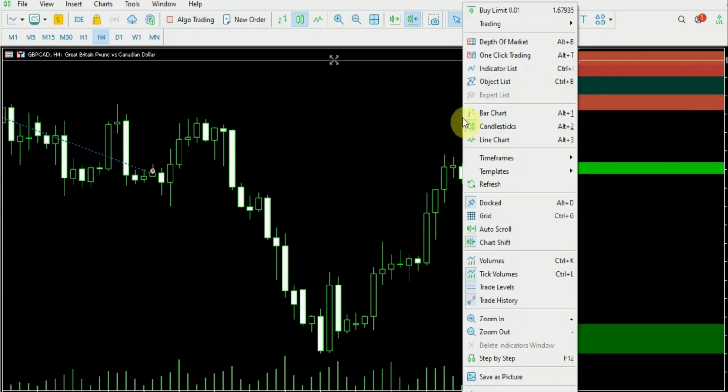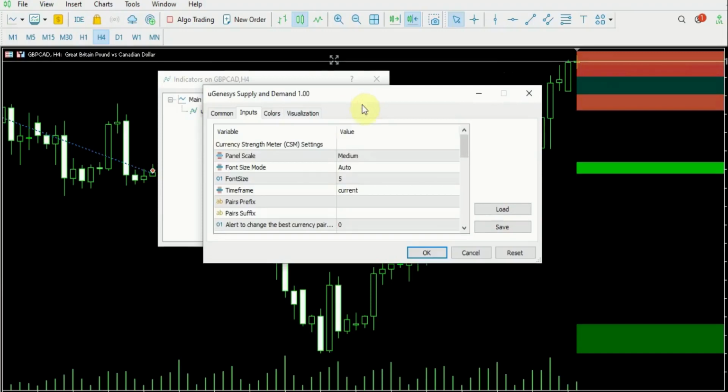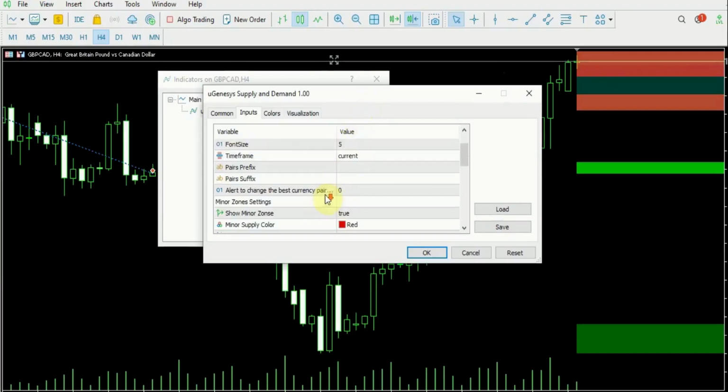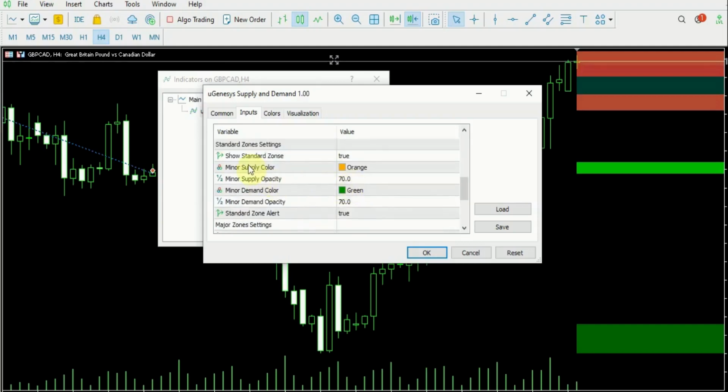Let's go ahead and right click here and select our indicator list and hit on our uGenesys supply and demand and hit properties. Let's take a look here. You can see the different settings. First off, with our minor zone settings, we want to ensure the section that says show minor zone, the value is true, okay? And then for the others, we'll see standard zone, show standard zone. We want to change this to false.